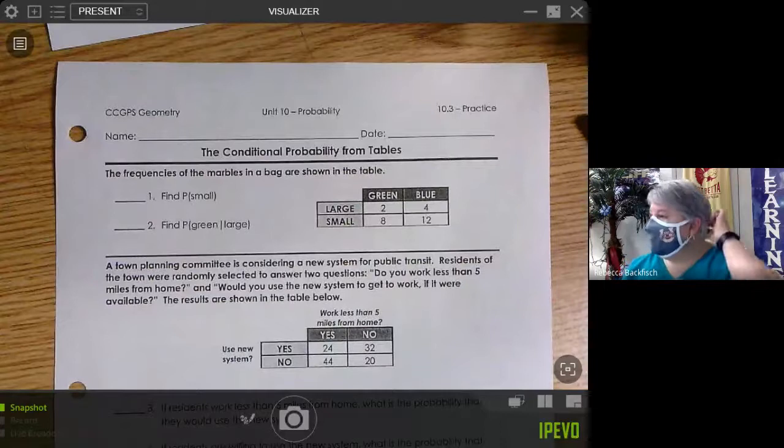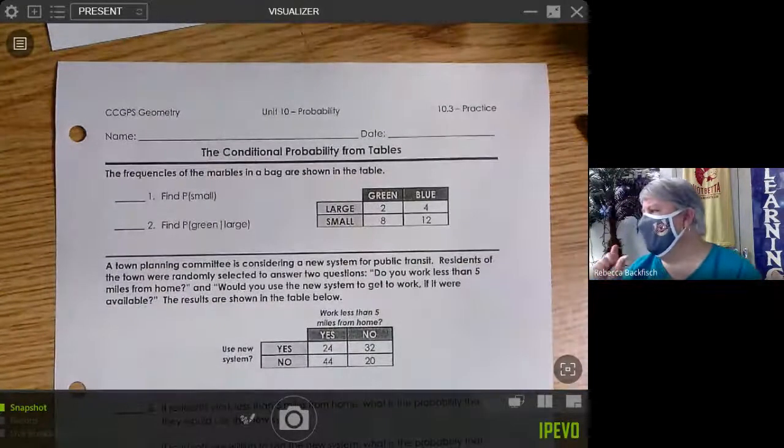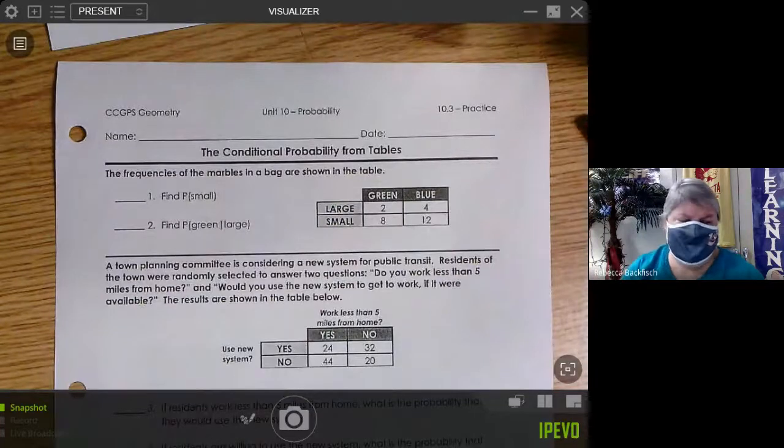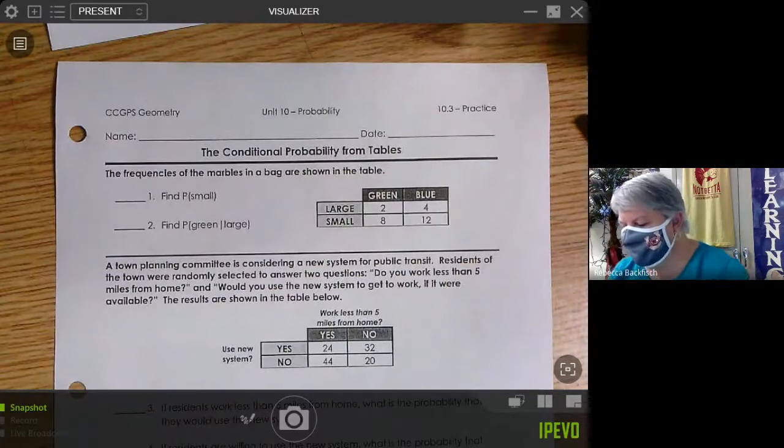Okay, so what we're looking at today is two-way tables. We have one of them on what we did Friday, I think. And I'm sure you guys have seen them before in other contexts. But specifically what we're looking at with respect to two-way tables is conditional probability, although every single problem on here is not a conditional probability problem.